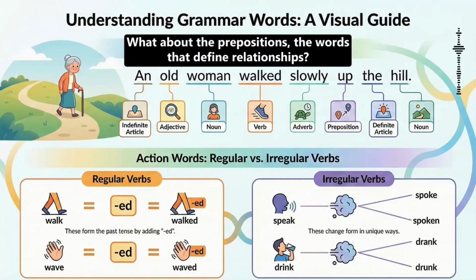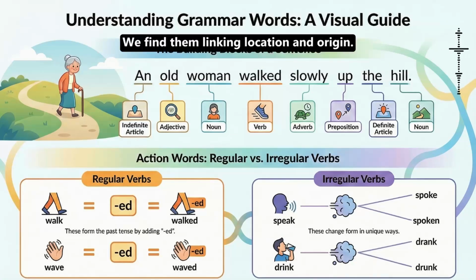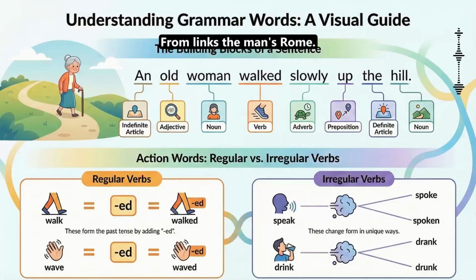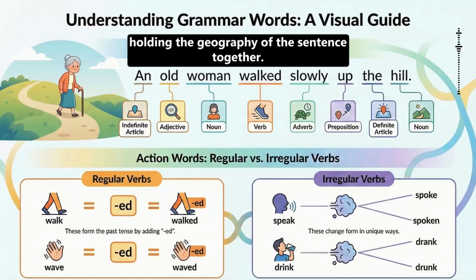It is. What about the prepositions, the words that define relationships? We find them linking location and origin. From links the man to Rome, his origin, and in links him to the class, his location. They're like the structural glue holding the geography of the sentence together.